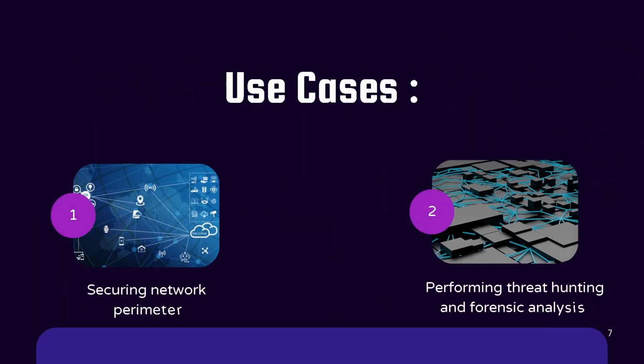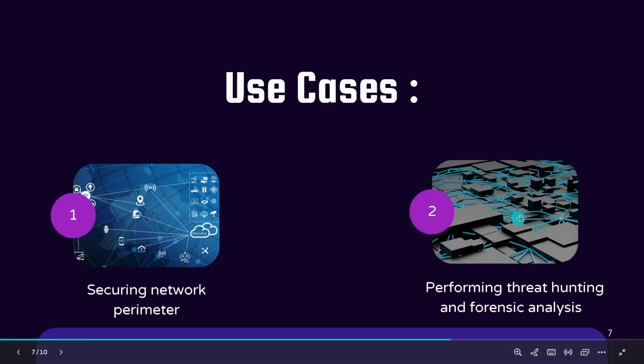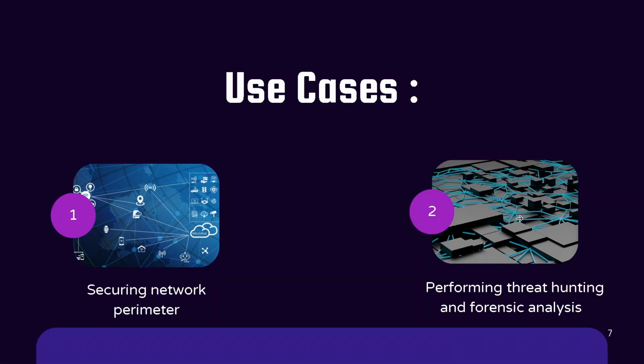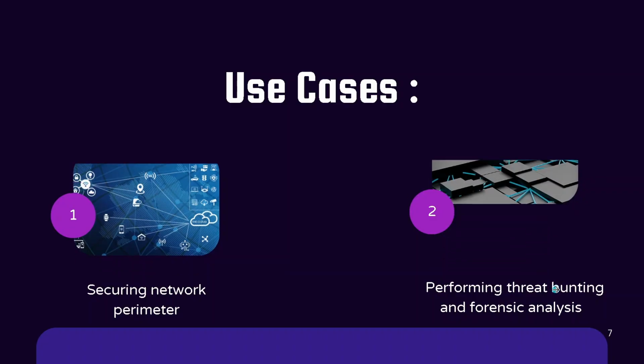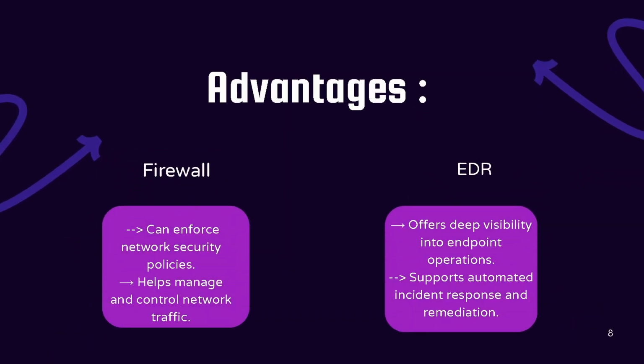So, where are firewall and EDR used? As mentioned, same as the deployment location. Firewall is used in securing the network perimeter. Here, this is the firewall, and this is where it's used. So the use case for firewall is securing the network perimeter, and for EDR, it's performing threat hunting and forensic analysis. Moving on to the next, this is also a main thing: advantages of firewall and EDR.